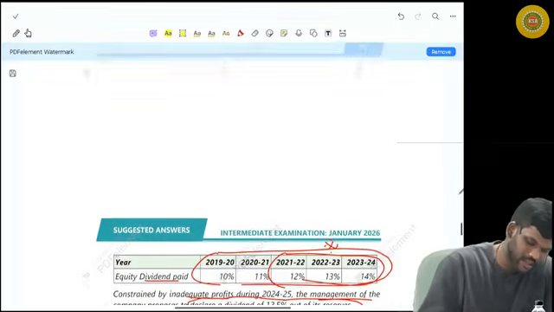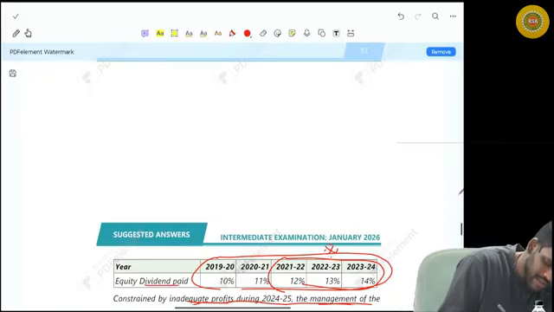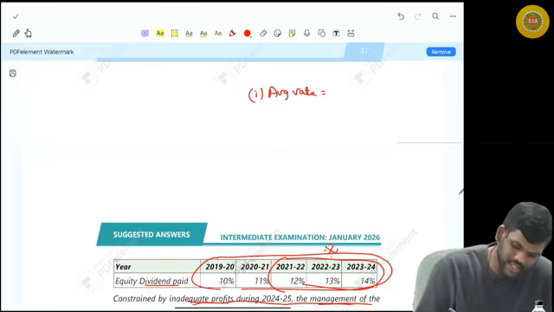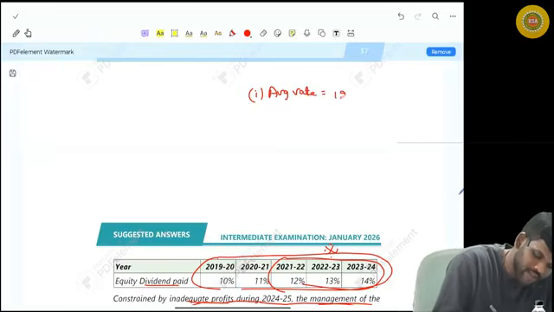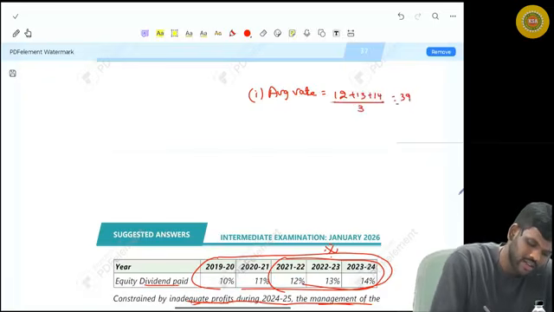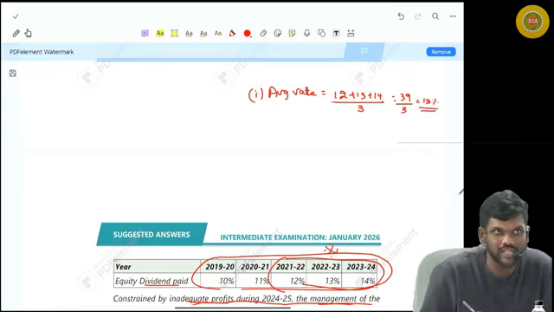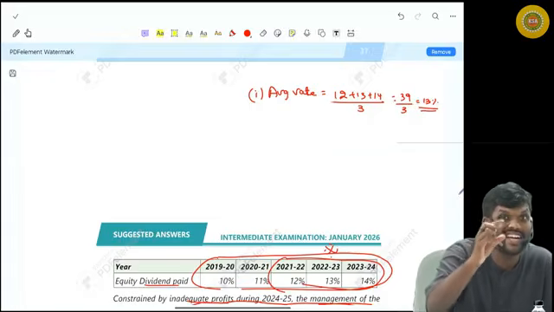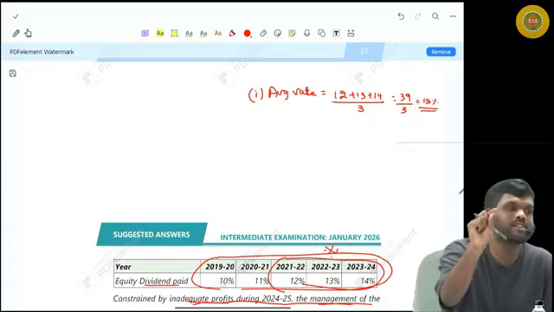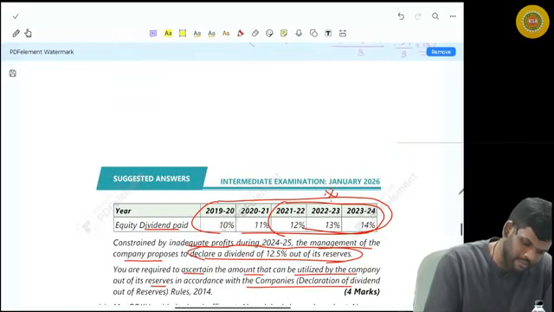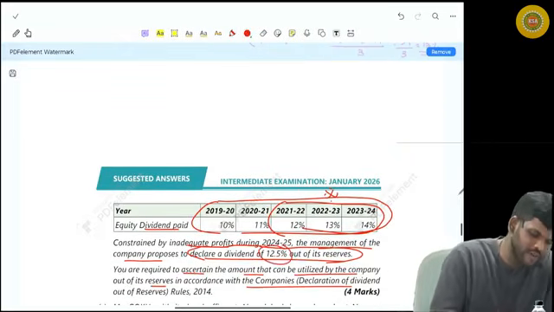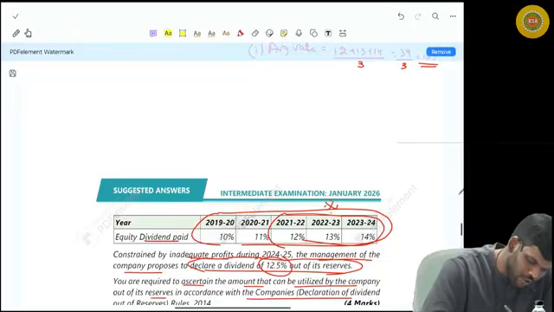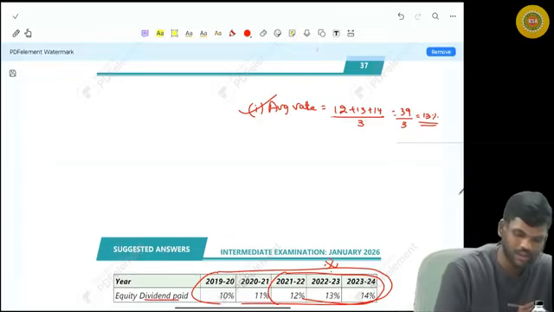Let's do this calculation. First condition. Let us calculate what is the average rate in last 3 years. Last 3 years average rate is 12 plus 13 plus 14 by 3. That is 39 by 3. 13% is the average rate. That means whatever dividend rate you are declaring in the current year should be less than or equal to 13%. Now how much are we planning? We are planning for 12.5, which is obviously less than or equal to 13%. So first condition satisfied.